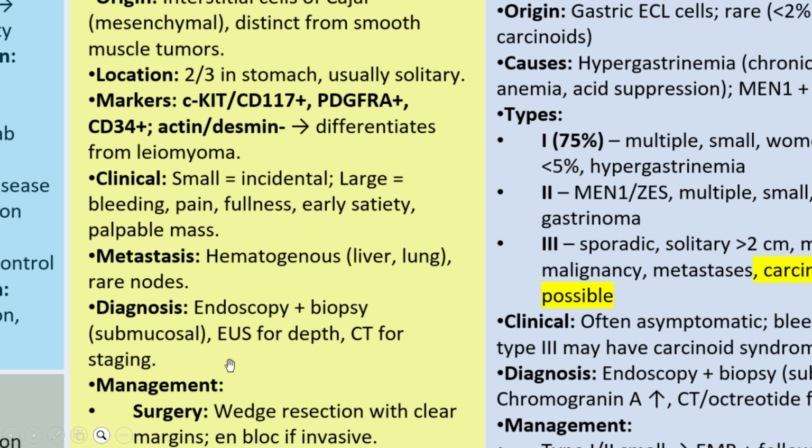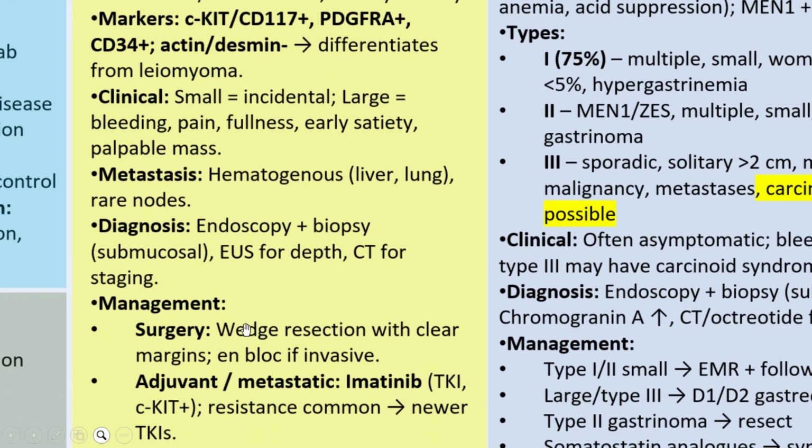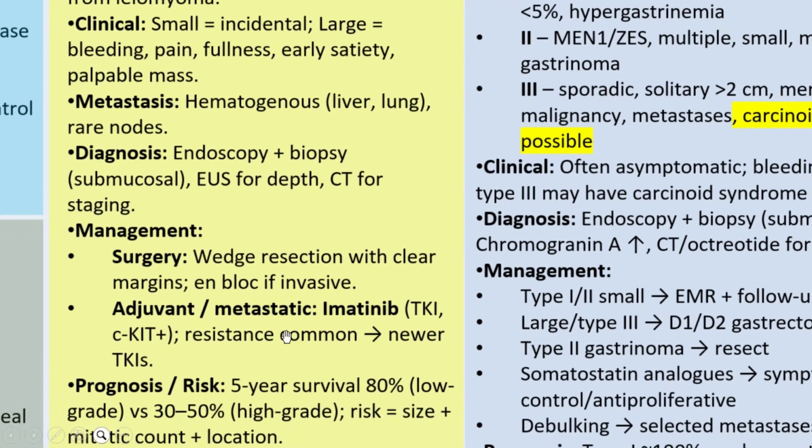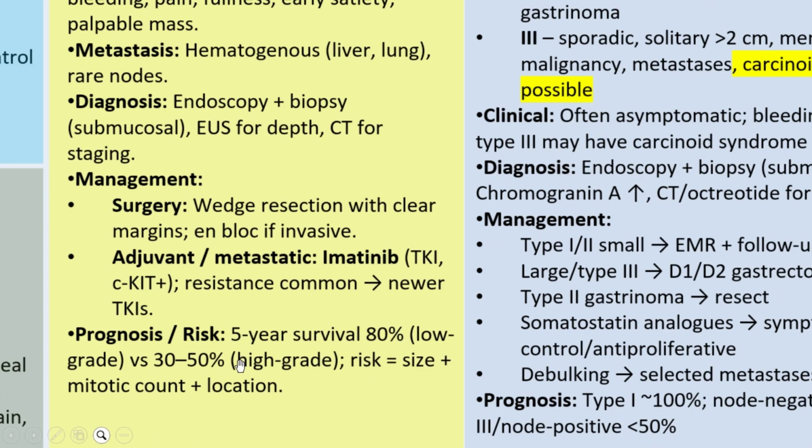The diagnosis is by endoscopy and biopsy, and we can do endoscopic ultrasound to tell the depth. And after that, we can do the CT for staging these tumors to see which nodes are affected. Then the management is going to be surgery, where we can do resection with clear margins and en bloc if invasive, and then adjuvant, or if metastatic, we can do imatinib, which is targeted therapy. If there is resistance, we can use the newer TKIs.